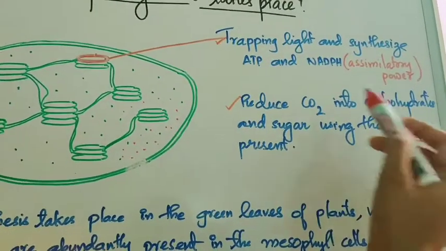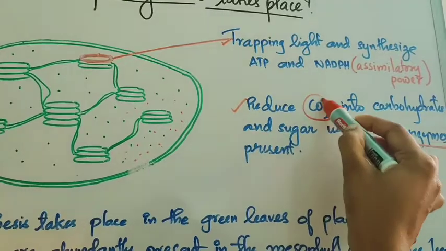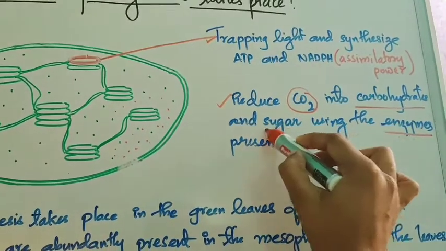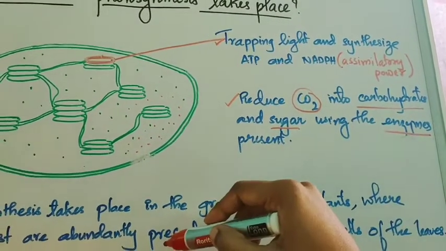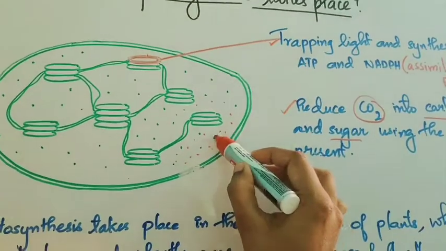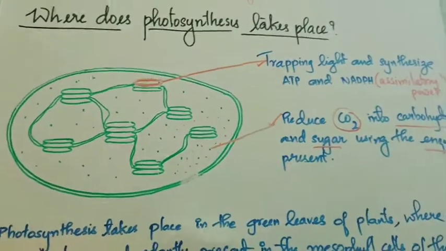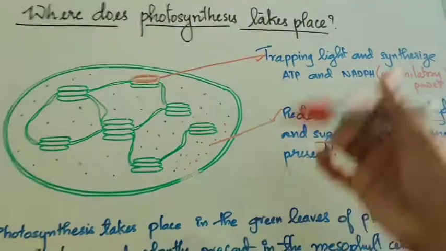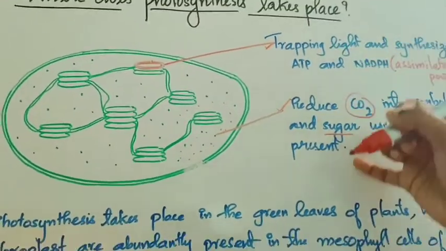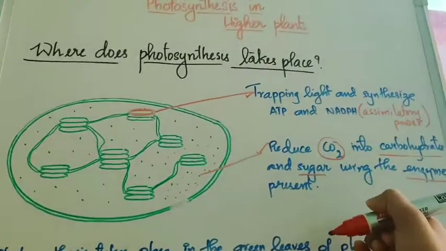Which are capable of converting the carbon dioxide into carbohydrates and sugar. So the second step takes place in the stroma of the chloroplast. These are the two phases of photosynthesis.